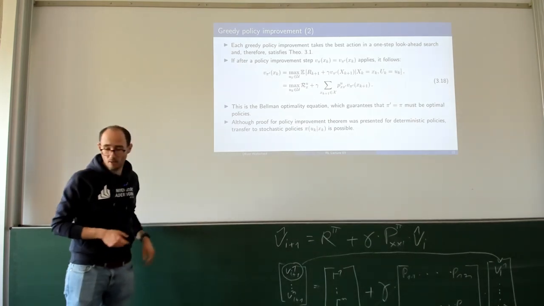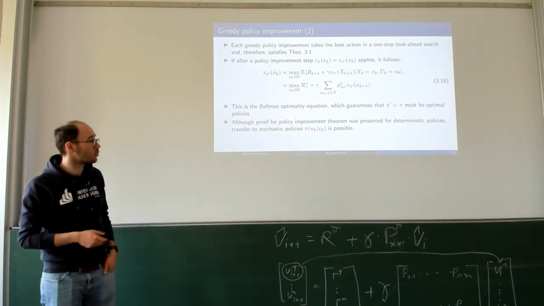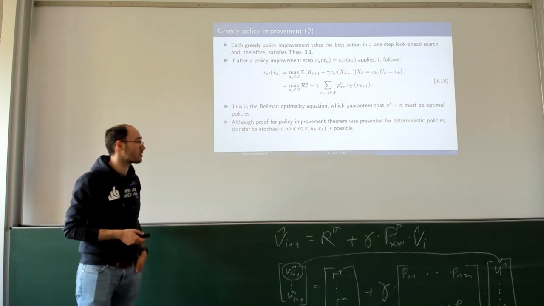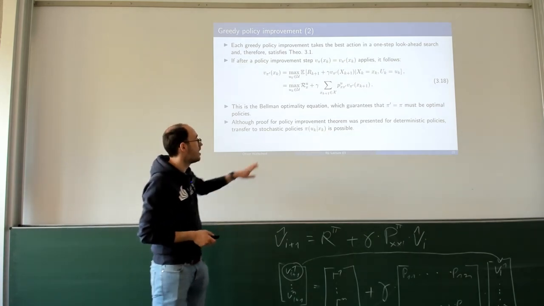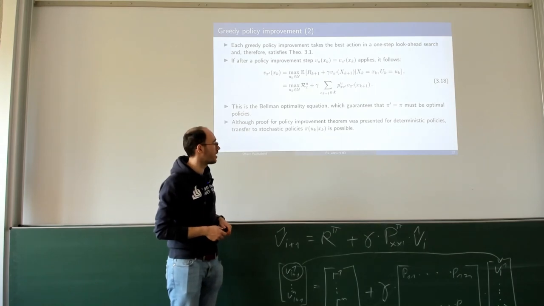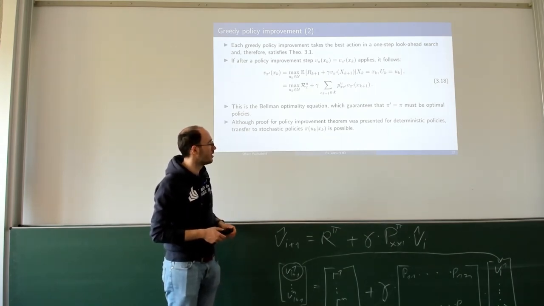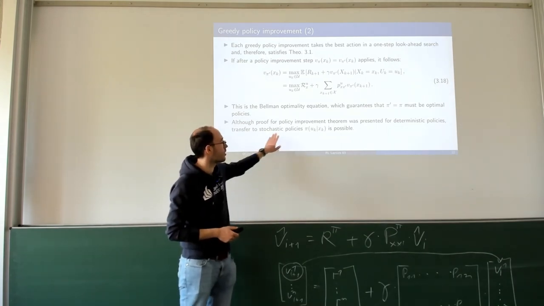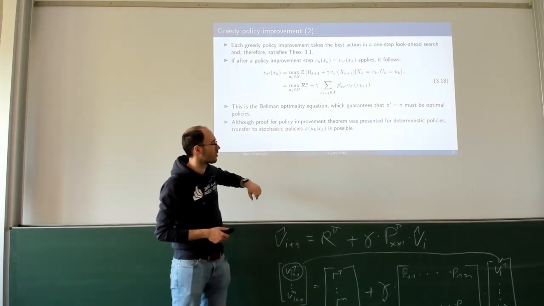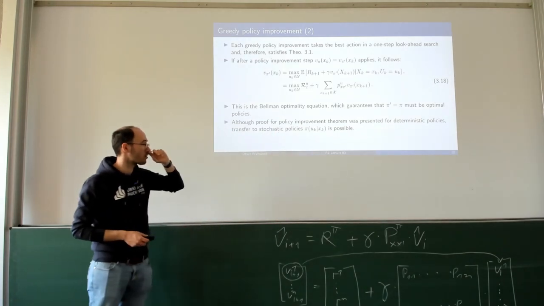The policy improvement theorem which we have proven so far, we have done only for deterministic policies. However, there is also a proof available for stochastic policies, which we do not go through here today due to time constraints. You can also find this in the recommended lecture books.